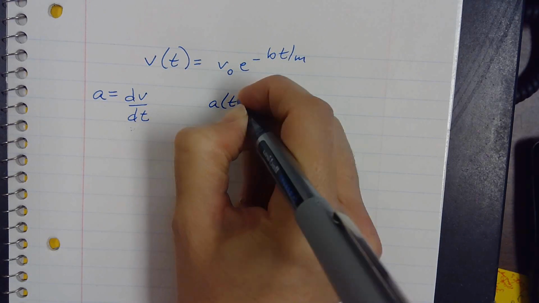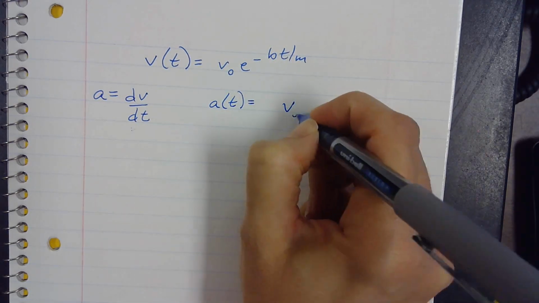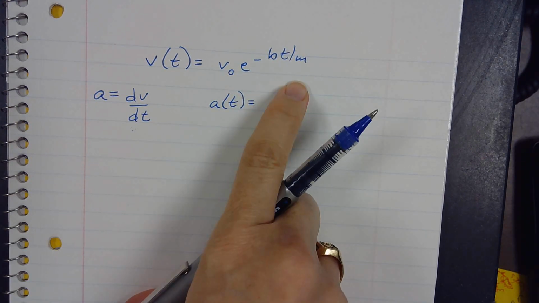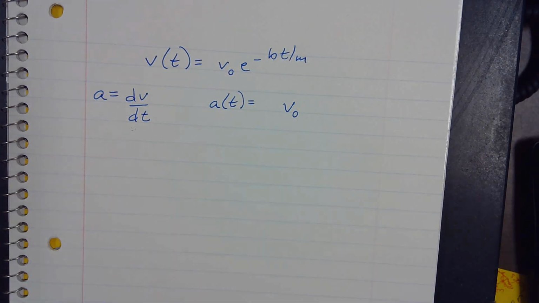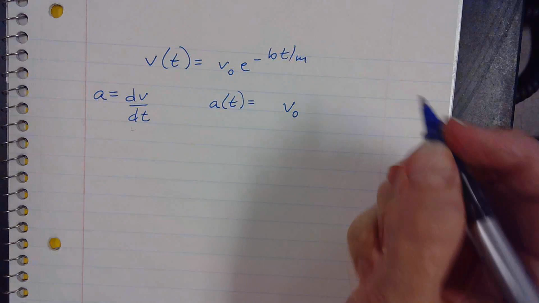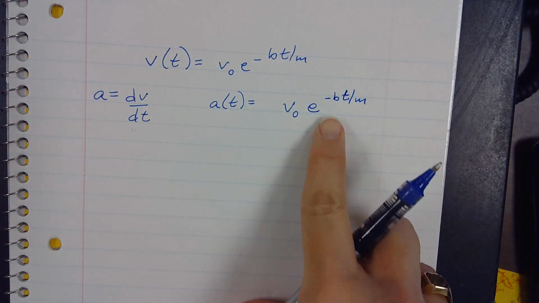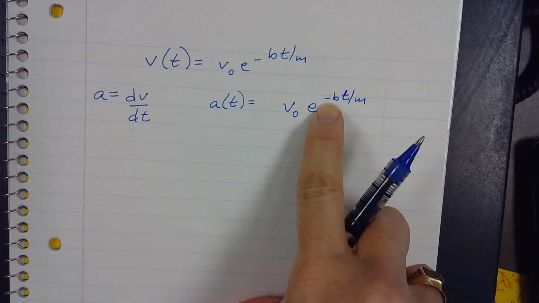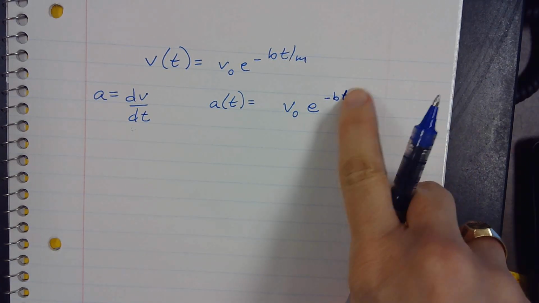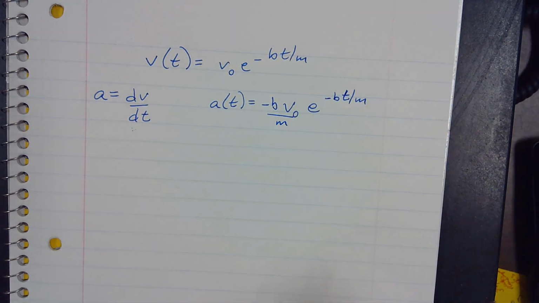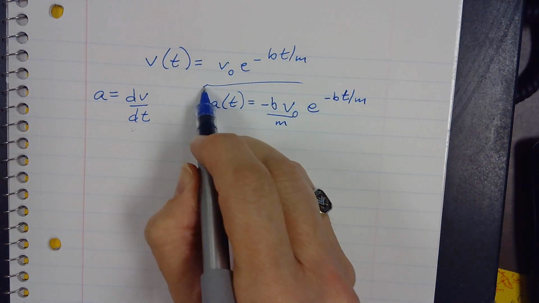So the acceleration function, we're going to keep the v naught on the front because it's a constant. And then I need to do the derivative of this exponential function. Here's one really cool thing about exponential functions. They are their own derivative. So this is e to the negative bt over m. And then I need to do the derivative of the exponent itself. Well, you have t to the first power, so its derivative is just negative b over m. And that's our acceleration function.